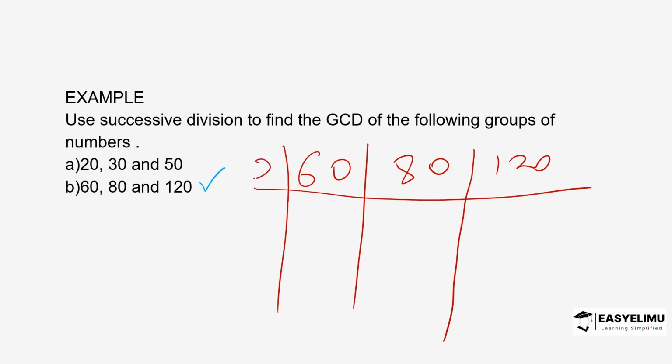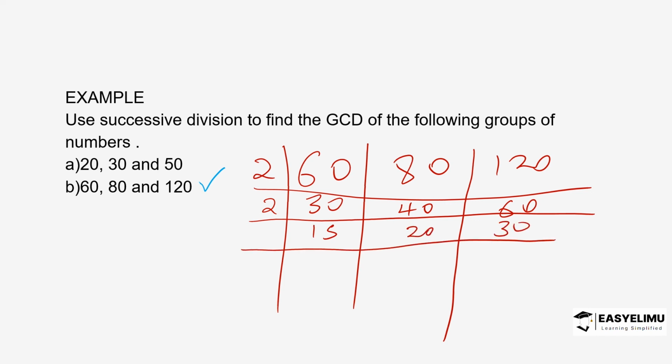So the common factor is 2. They are all ending in a 0. So we have 30, 40, and 60. This is the common prime factor 2. And then again, the common prime factor here is 2. So 15 here, 20, and 30. And then now we have 3. No, the number 20 here is not divisible by 3. If you sum up the digits, 0 plus 2 is 2. So 2 is not a multiple of 3. It's not divisible by 3.